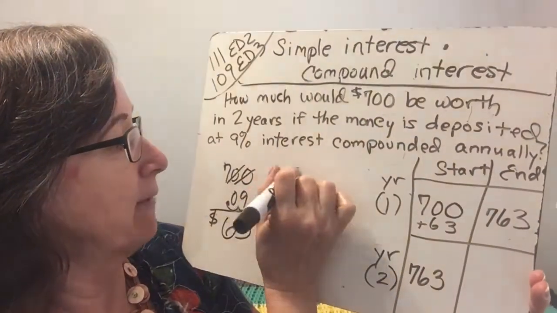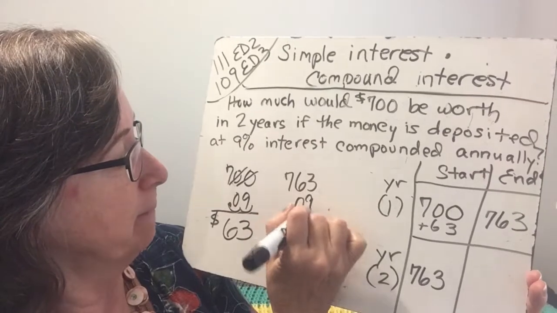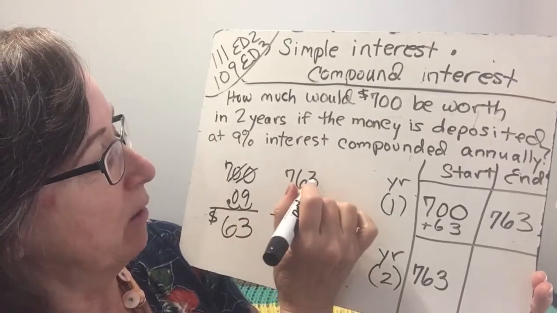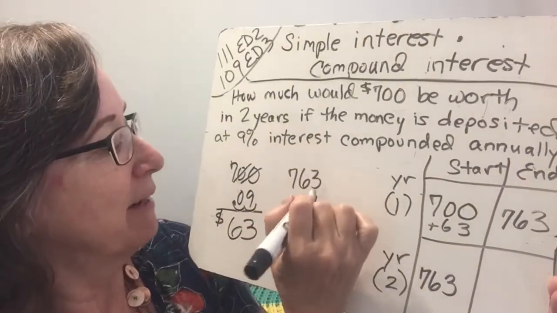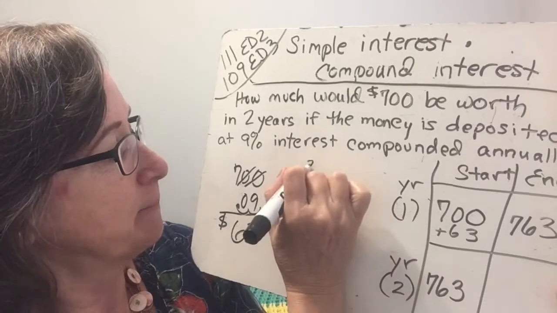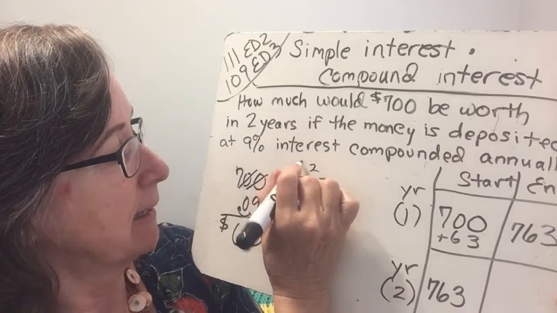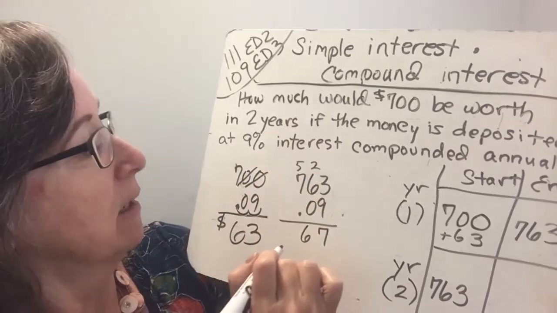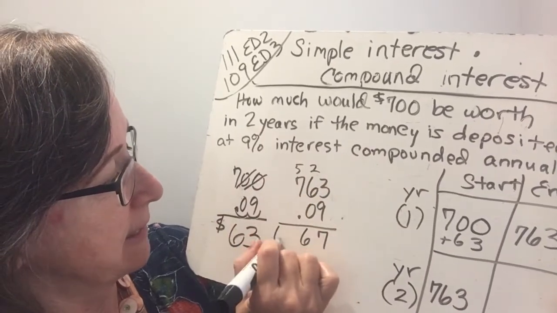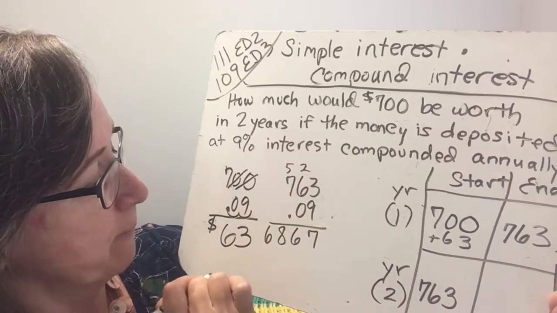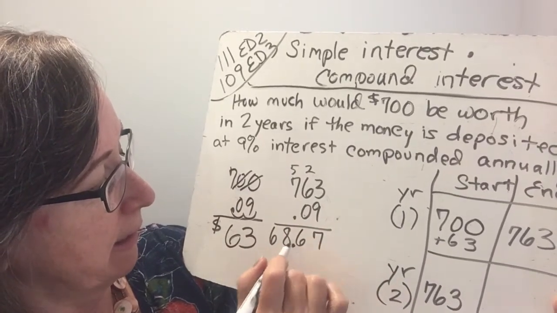So now we're going to take $763 and multiply that by 0.09. Okay, so now we can't use the little decimal move trick, right? Because we don't have zeros at the end. 3 times 9 is 27. 6 times 9 is 54 plus 2 is 56. 7 times 9 is going to be 63 plus 5 is 68. Okay? And then we have a 0. So now we can just put our decimals in.